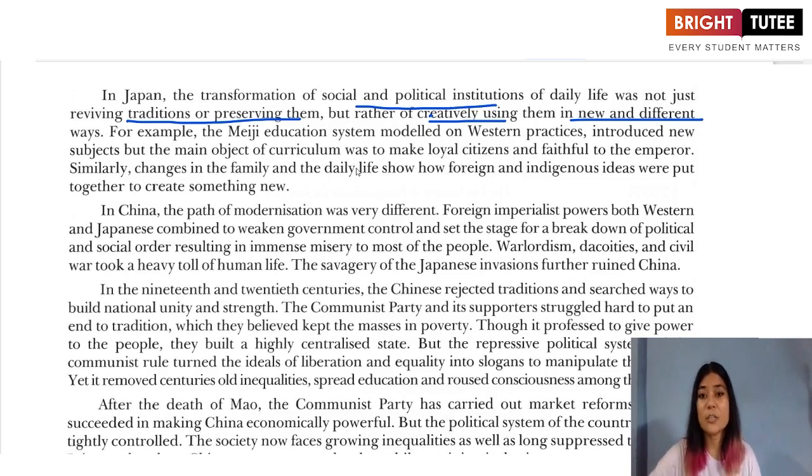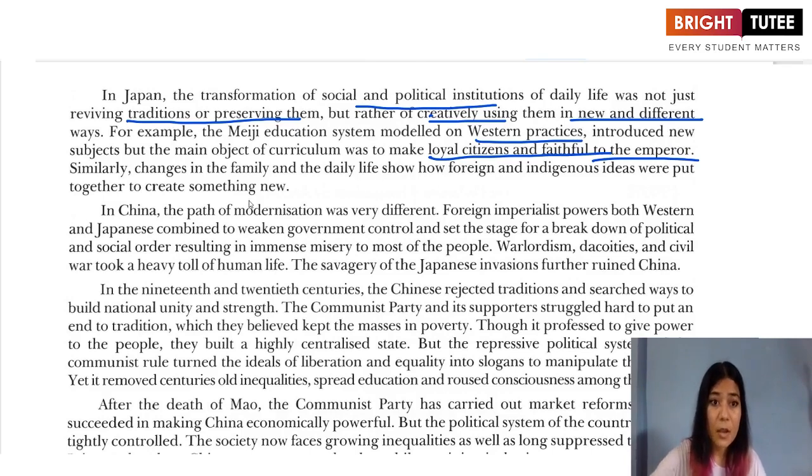The Meiji education was based on the Western model. Influenced by the Western countries and their education systems, they introduced new subjects, but the main object of the curriculum was to make loyal and faithful citizens to the Emperor of Japan. Although they introduced Western subjects into the school curriculum, it was made in such a way that the loyalty and faithfulness of the citizens towards their emperor was intact.